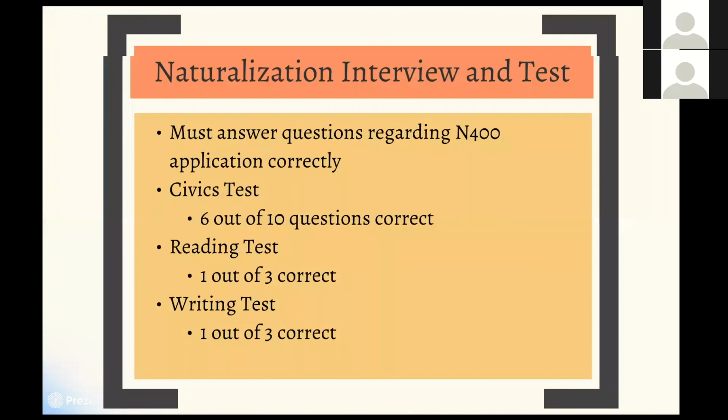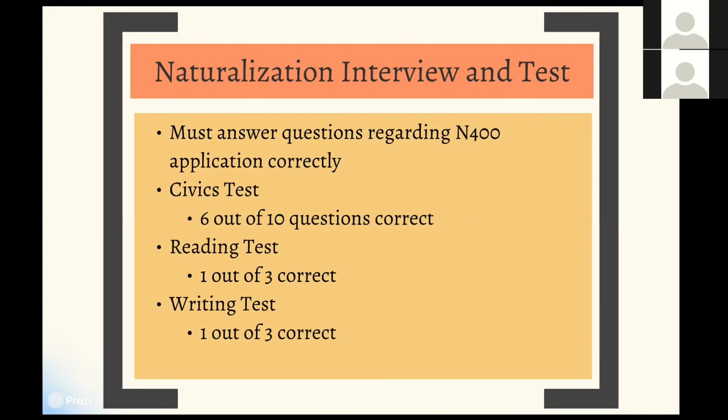So when they go through the interview and test, how do they know if they passed? They have to answer the questions regarding their N400 application form correctly. On their civics test, of those 100 questions that they have to memorize, they have to get 6 out of 10 correct. So they will be asked 10 at random. And as long as they get 6 of those correct, they have passed the civics portion of the test. So even if they answer the first 6 correctly, then they're done, they've passed.